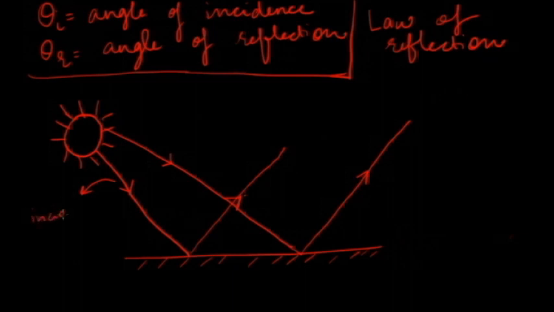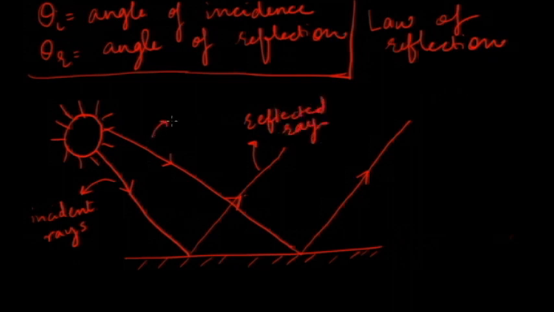So this is my incident ray, the ray which directly comes from the light source and falls on my mirror, and this is the reflected ray. Similarly, this is my incident ray and this is my reflected ray. Now this is my point of incidence. We have to draw a perpendicular to the mirror at this point, and similarly here as well, a perpendicular to the mirror at this point. This is my normal.